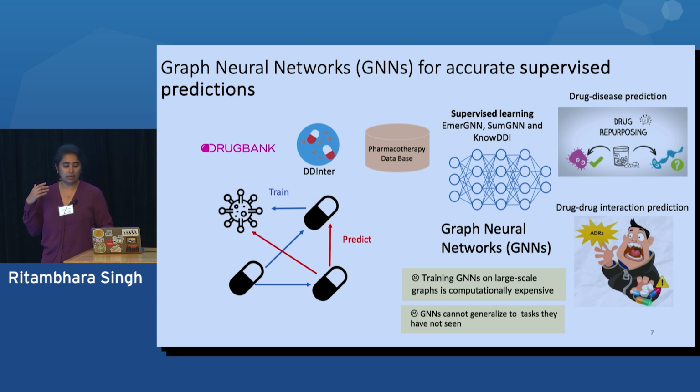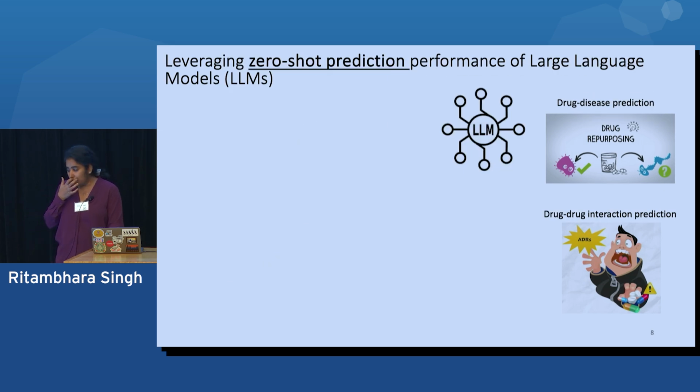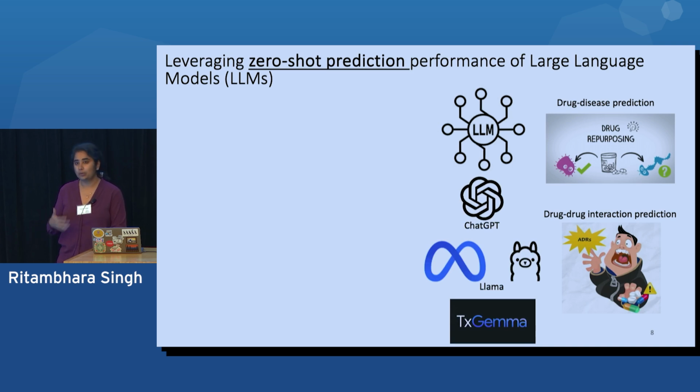So if we have trained a GNN on drug disease prediction, we can't just take it as is and apply it for drug-drug interaction prediction. We'll have to retrain the model. So our idea was to start looking at large language models to see how well these could do in terms of zero-shot prediction. By large language models, or LLMs, I'm talking about, say, ChatGPT, Llama by Meta, or TextSchema, which is a large language model from Google that is trained specifically on drug data sets.